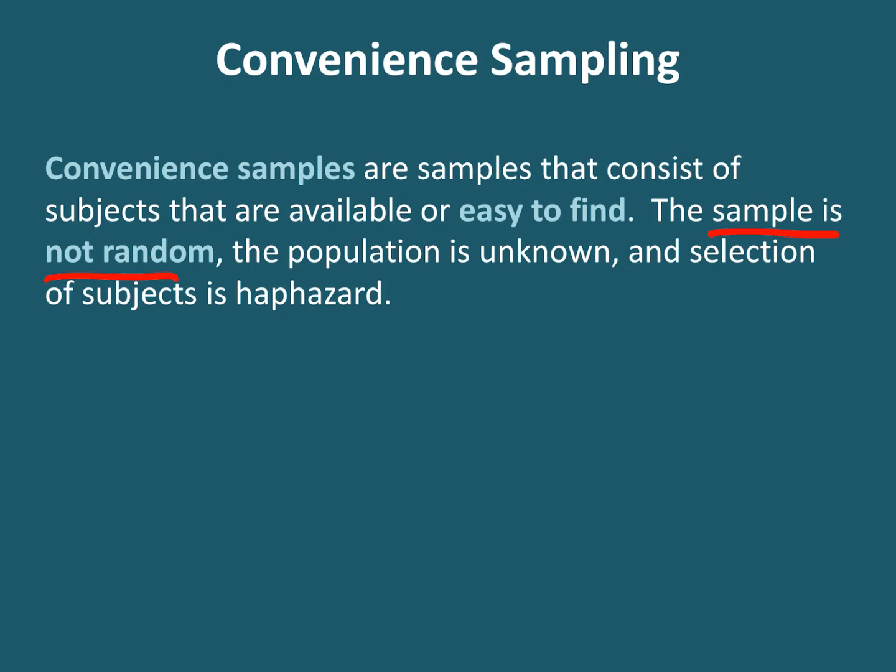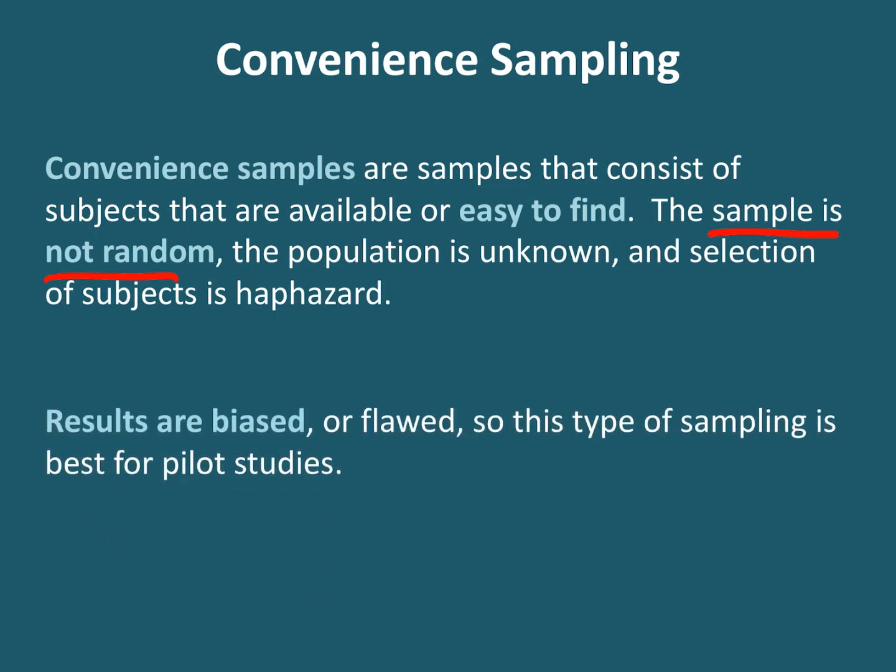And the population is unknown, and the selection of subjects is haphazard. The results end up being biased or flawed. So this type of sampling is best for pilot studies. Like let's say you're just trying to basically get something off the ground, then maybe an initial convenience sampling would be fine. But again, the results do usually end up becoming very biased.